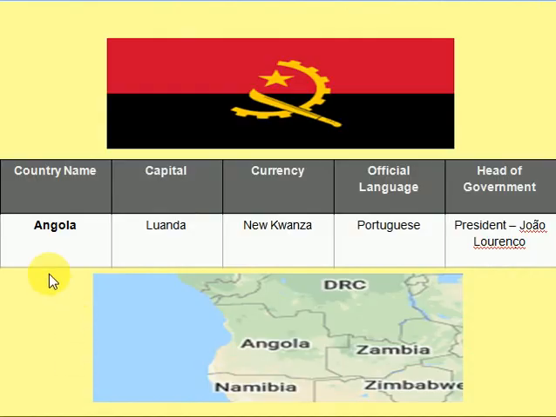About Angola. Country Angola, capital is Luanda, currency new Kwanza, official language Portuguese, and head of government is President João Lourenço. So here you can have a look at the flag of Angola, and this is the geographical location of Angola.